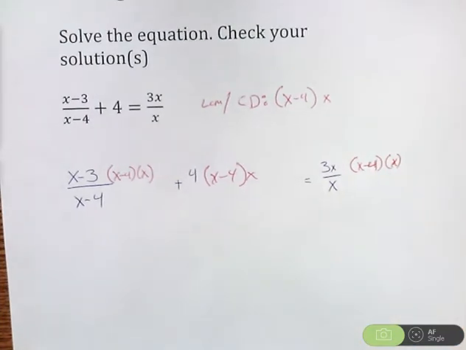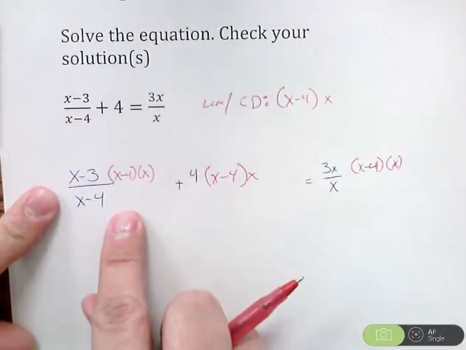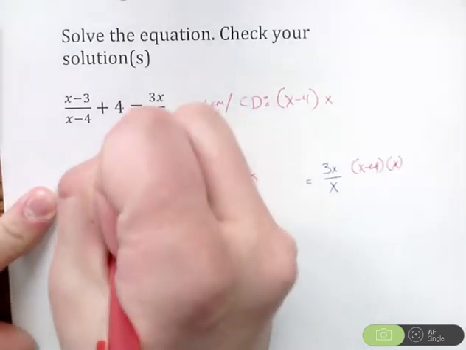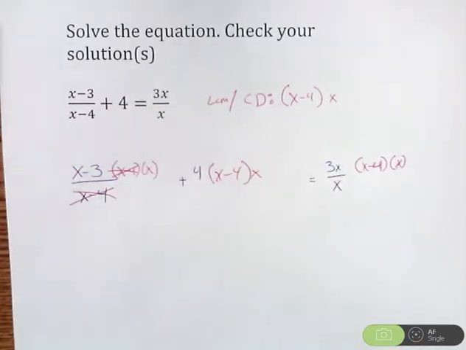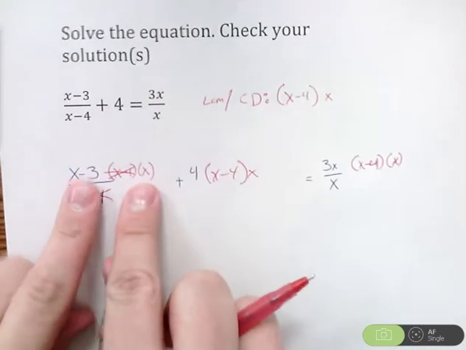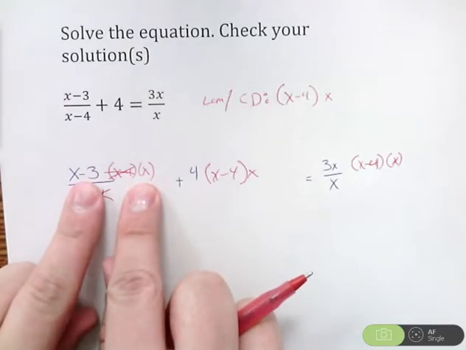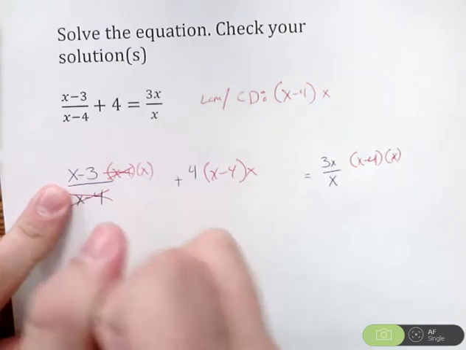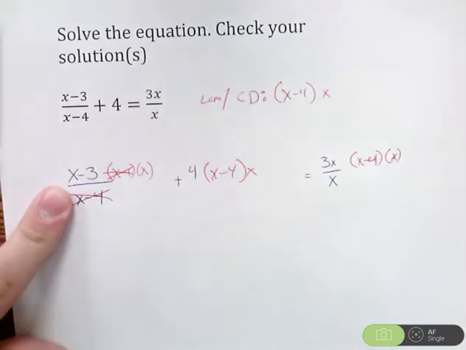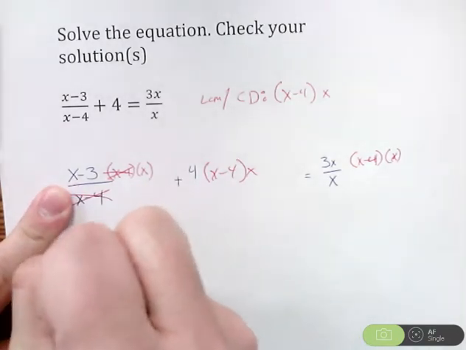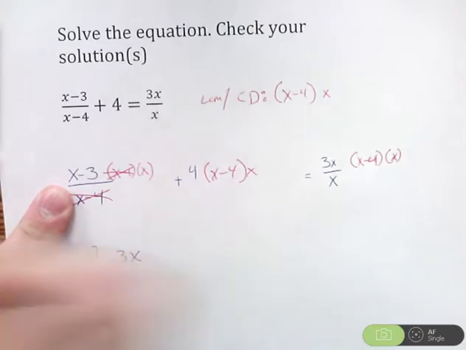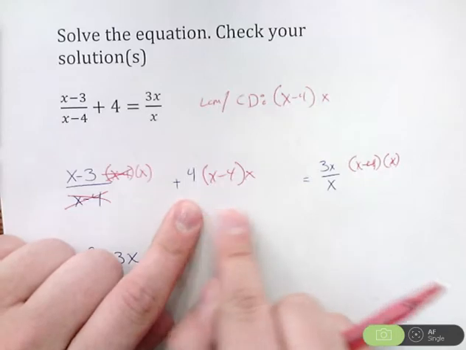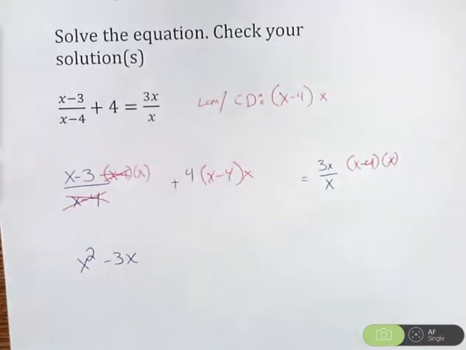The reason that's so beneficial is that in this first fraction, I have an x minus 4 both on top and on bottom. Just like with simplifying fractions, we can cancel it. So all I'm left with is x minus 3 times x, so x times x minus 3. If you distribute that through, we get x squared minus 3x. On the next piece, I don't have any denominator, so nothing is going to be crossed out there.